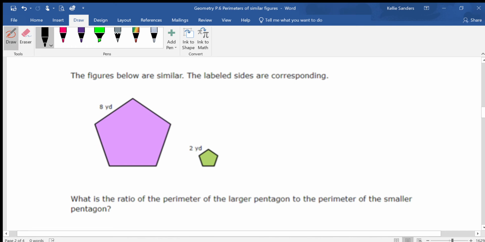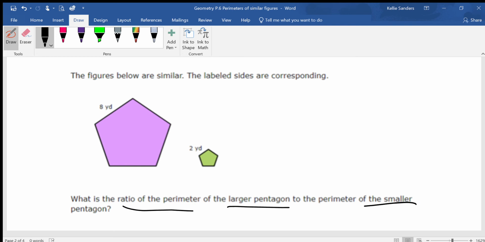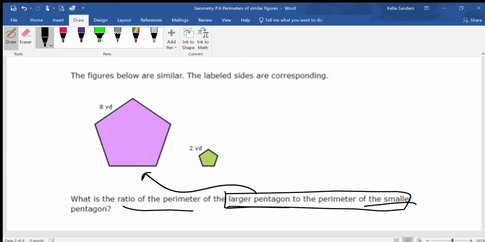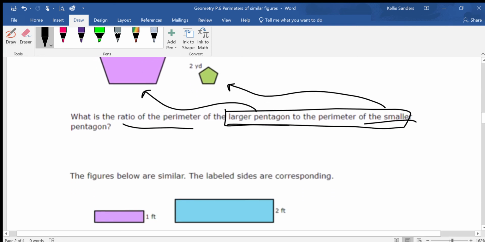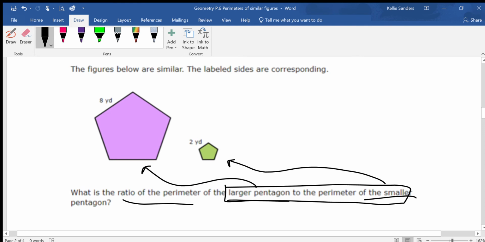What is the ratio of the perimeter of the larger one? If it's ratio, larger to smaller, they are not going to try to trick you on this one. This one is always going to be the left one. Whatever that says is always going to be the right one. I didn't write the instructions down, but it says use a colon, like 3 to 2.